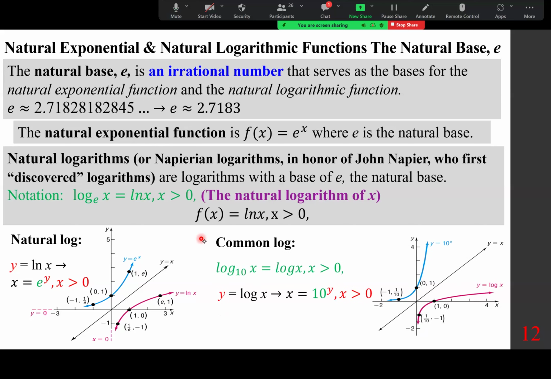Common log. When the base is 10, we call it common log. So log x to the base 10, we just don't write the base. If you don't see the base and just log, that means the base is 10. So y equals log x means x equals 10 to the power of y. Again, x is larger than 0, so y equals 10 to the power of x versus y equals log x. The two are inverse functions. And as I've mentioned before, when a is positive, they look similar, but the larger the base, the closer to the y-axis. And for the log, the larger the base, the closer to the x-axis, okay?